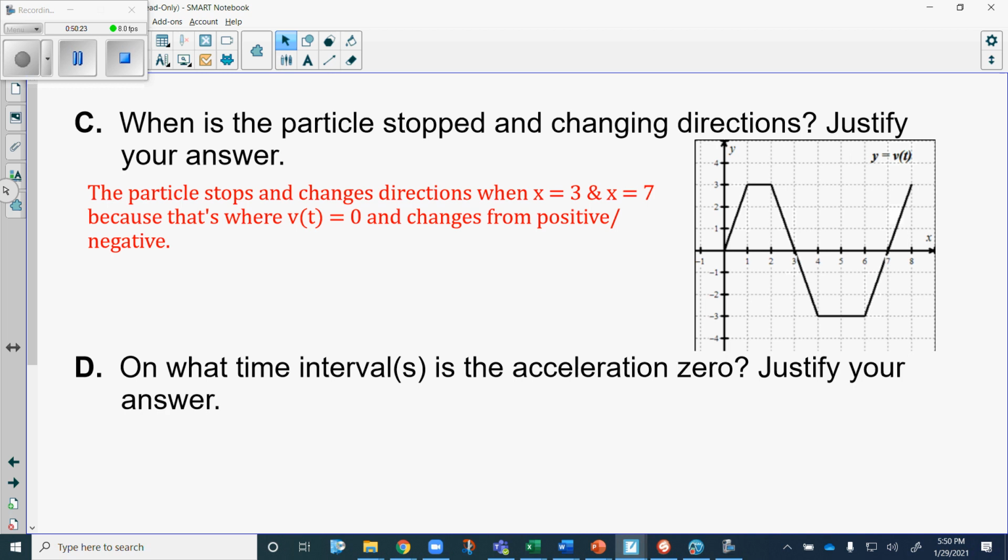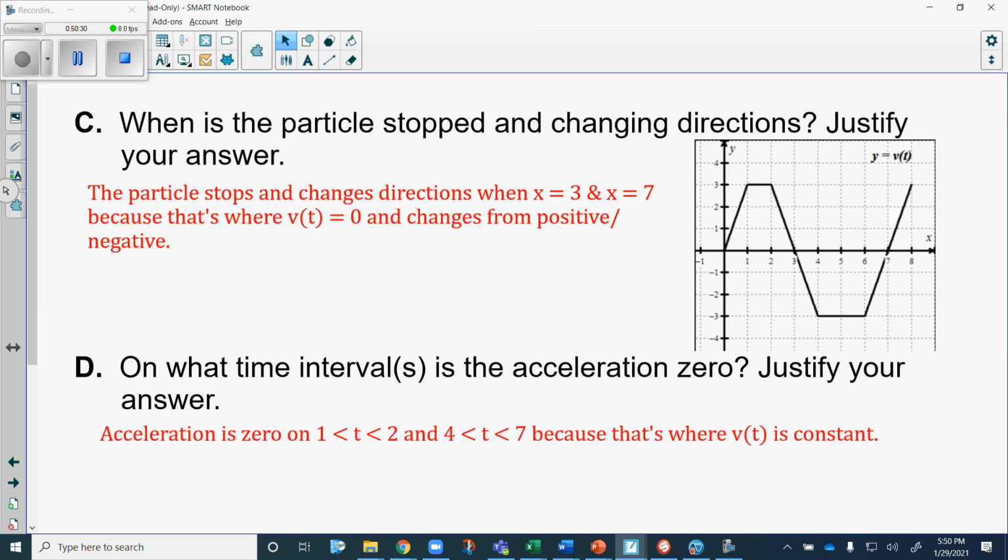And finally, on what time interval or intervals is the acceleration 0? Justify your answer. In this case, the acceleration is 0 when the velocity is constant. So the velocity is constant along the time intervals from 1 to 2 seconds and from 4 to, and I think that's a typo. I think it should say 6. So from 4 to 6, because that's where the velocity is constant, so its acceleration, the derivative, is 0 at that point. So from 1 to 2 and 4 to 6.